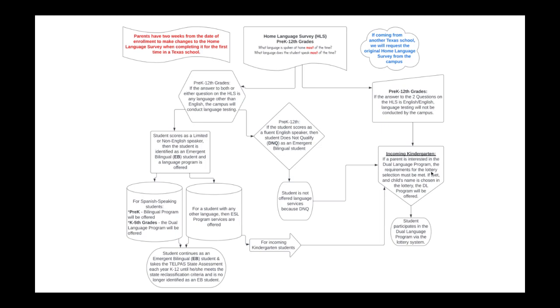If you are interested in our dual language program for incoming kindergarten students, please visit our district website for information on how to apply for our dual language program and have students participate via the lottery system.